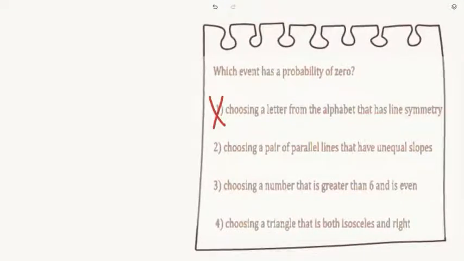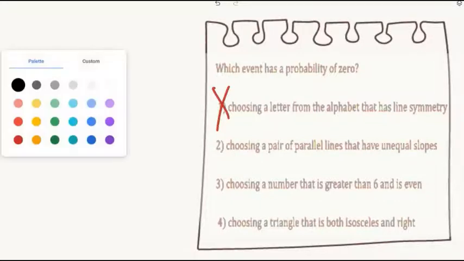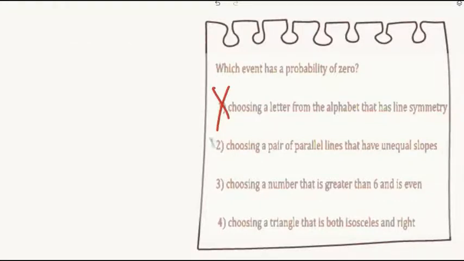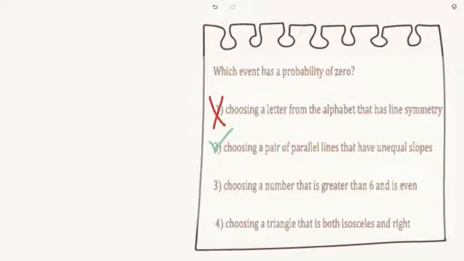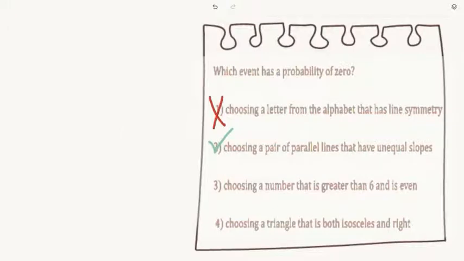Number 2, choosing a pair of parallel lines that have unequal slopes. It is a fact that if lines are parallel, then their slopes are the same. That makes option number 2 correct. We're not going to stop here. We're still going to see number 3 and number 4.